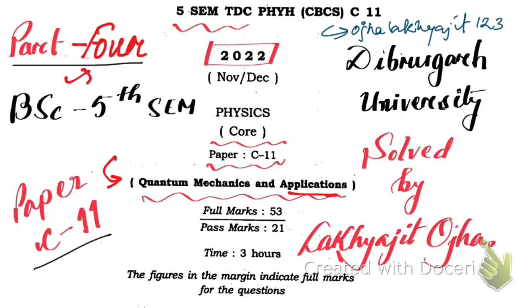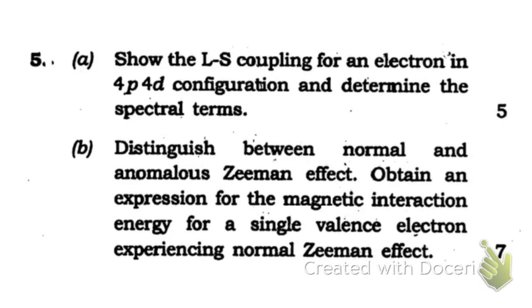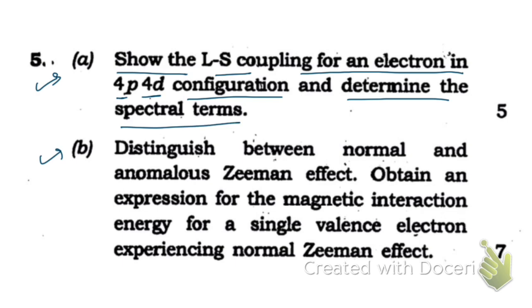Okay, so now let's start. We have already solved up to question number 4. Now we have question number 5a and b. The LS coupling for an electron in 4p and 4d configuration, and determine the spectral terms. Now let me give you the answer to question 5a.